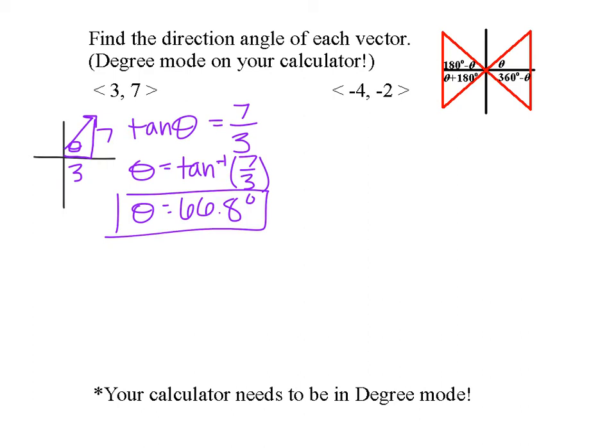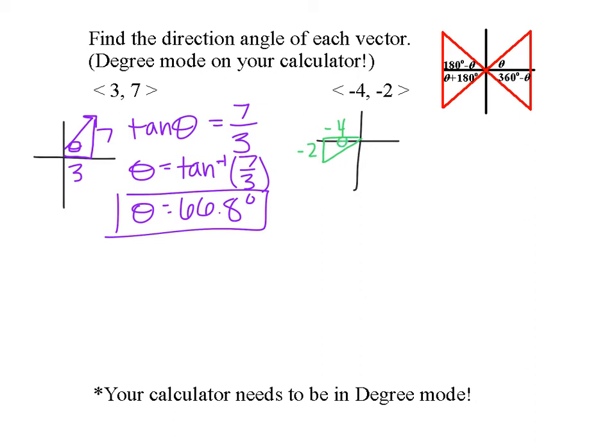All right, next we're looking at the vector -4, -2. So if we draw our picture here to help us out, -4, -2 is going to be left 4, down 2. So we are over here in quadrant 3. So theta is there at the origin.